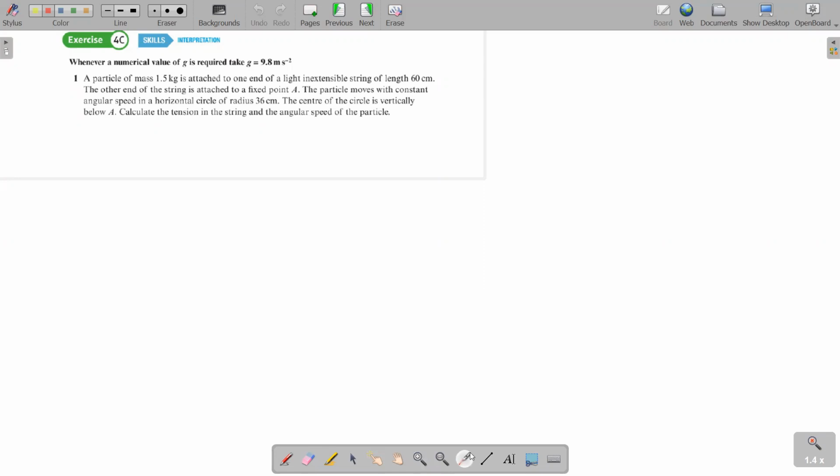Basically the principles remain the same. You will always apply vertical equilibrium and the concept that the force towards the center provides the circular motion. Those concepts remain the same, but the diagrams are the key here. Drawing the force diagram is what's really important.